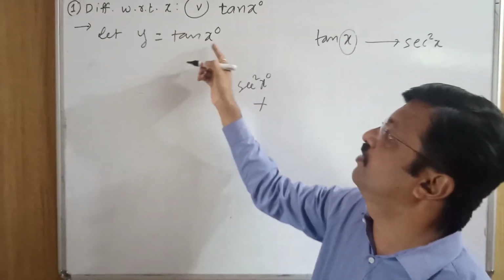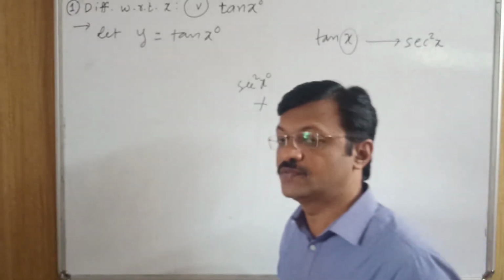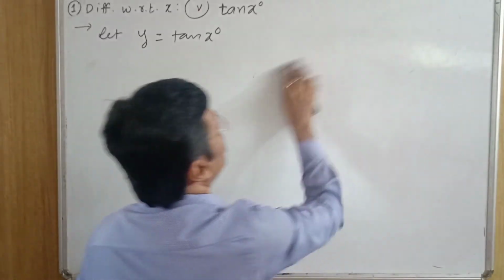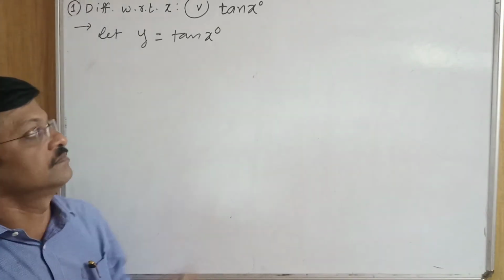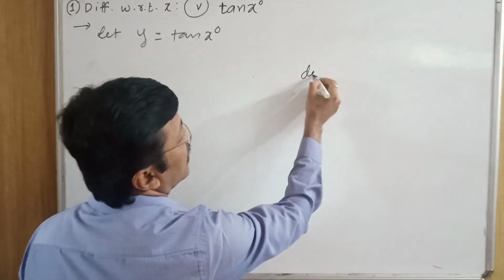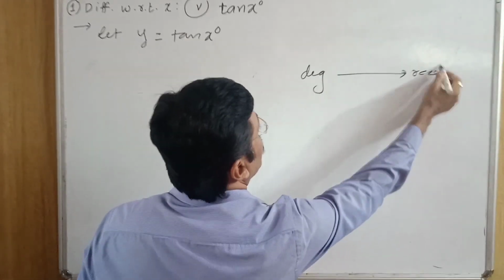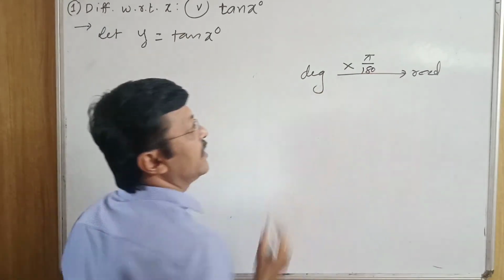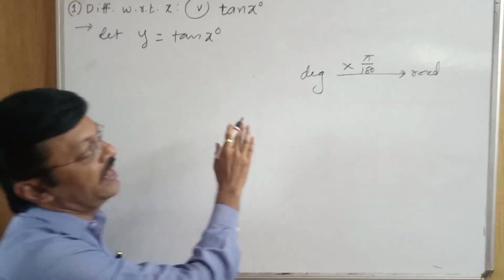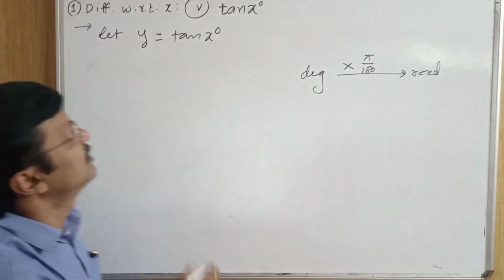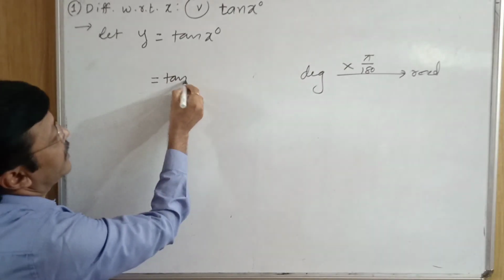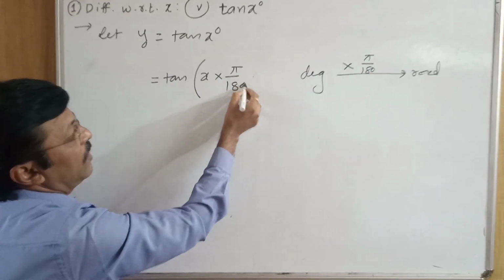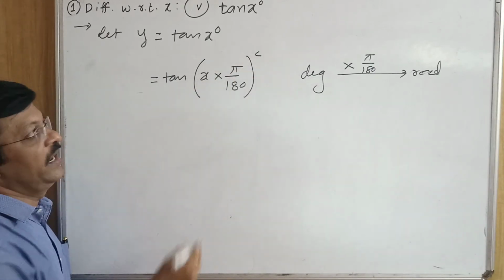So what happens when you have degree unit used for x? What we do is we convert this given degree angle into radian, and for conversion of a degree angle into radian, what do we do? We multiply the degree angle by pi by 180 and get the radian angle. So what we shall do here, we write tan x degree is multiplied by pi by 180. Now it is radians. So radian need not be written.